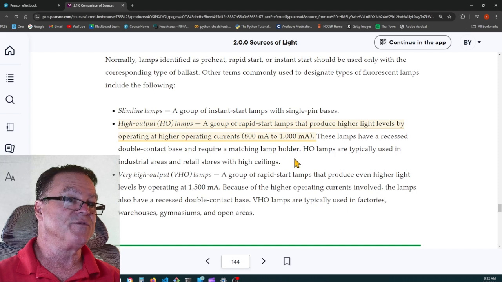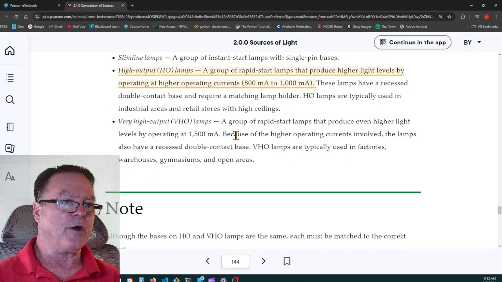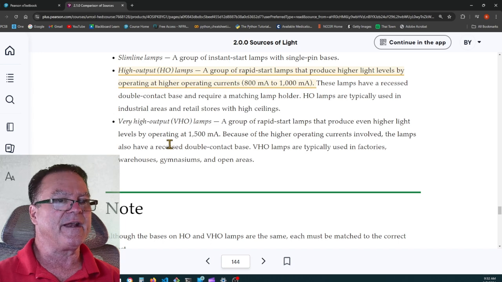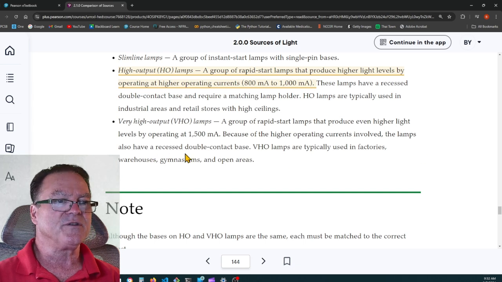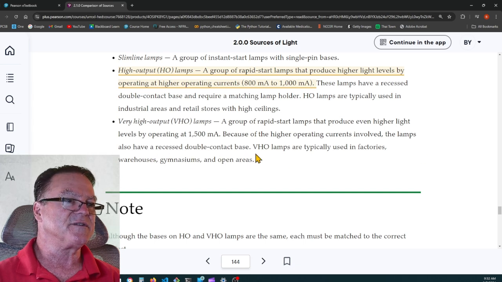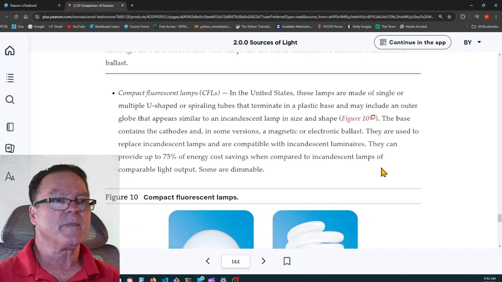They call those tombstones. Very high output, a group of rapid start lamps that produce even higher light levels by operating at 1,500 milliamps. Because of the higher operating currents involved, the lamps also have a recessed double contact base. Very high output lamps are typically used in factories, warehouses, gymnasiums, and open areas.